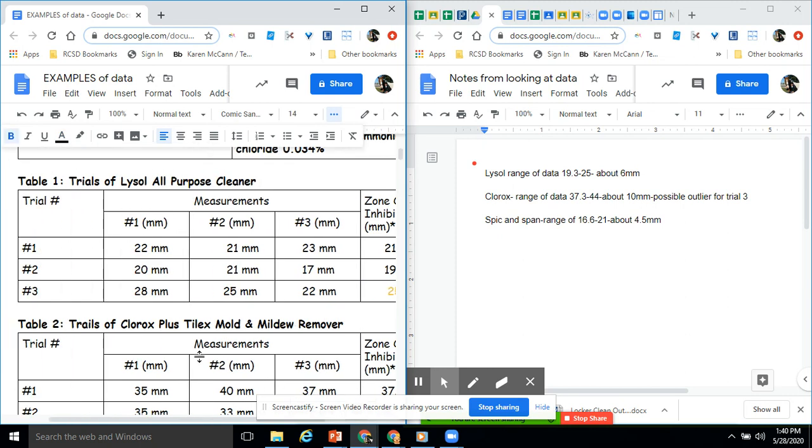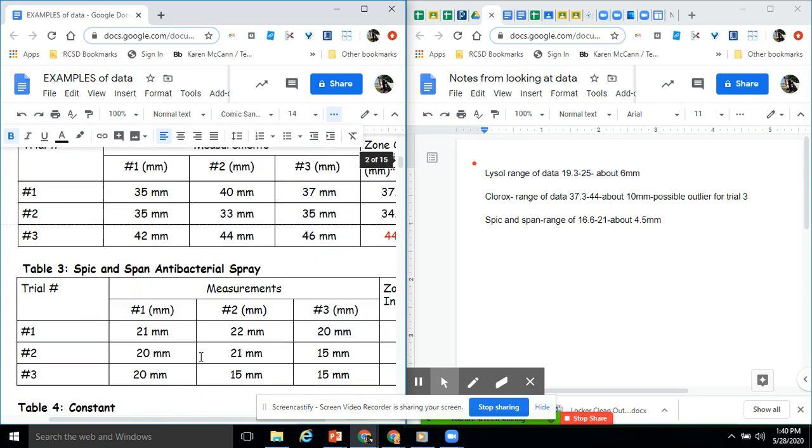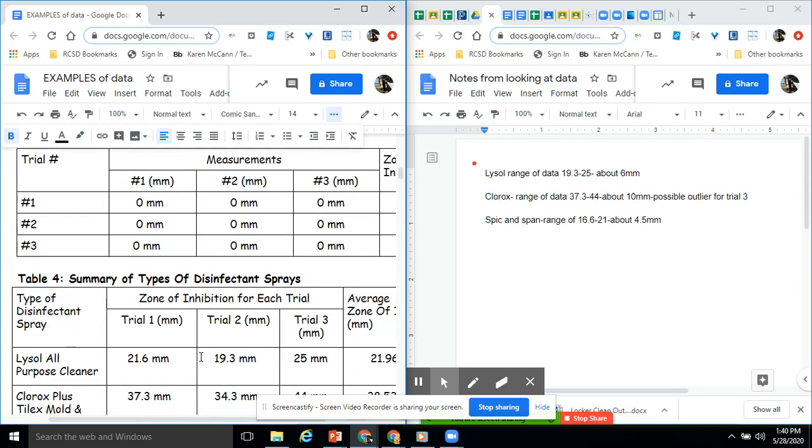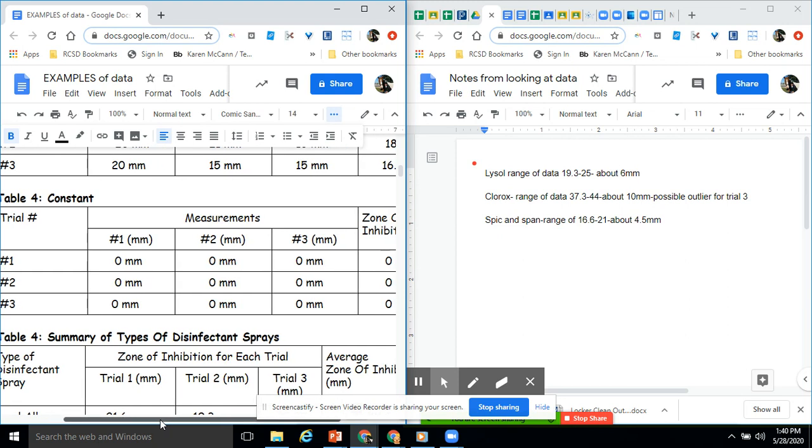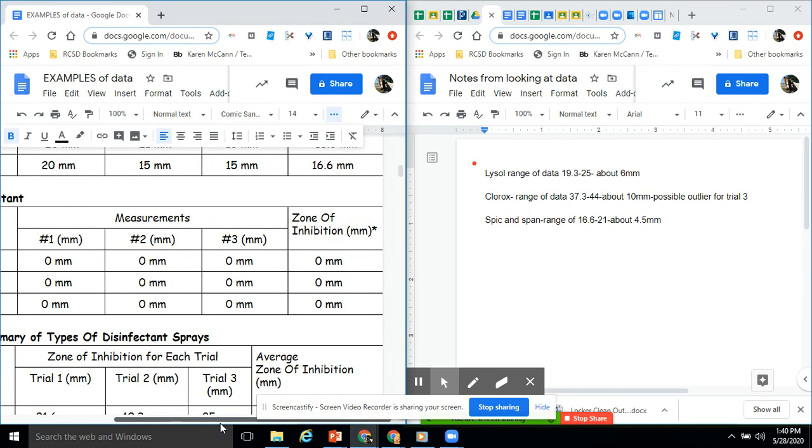And I'll try to show you in the data table at the bottom. So they also were required to record their control group. Now, the hope was that there would be no zone of inhibition for the control group. That kind of also double checks your procedures a little bit.